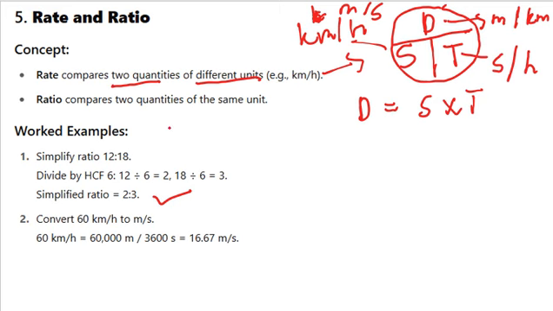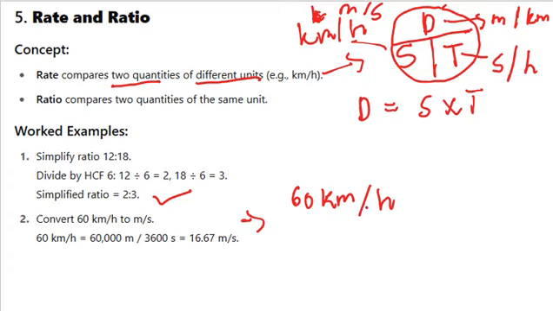Then let's look at this one. The question says convert 60 kilometers per hour. Remember, per hour means per 1 hour.